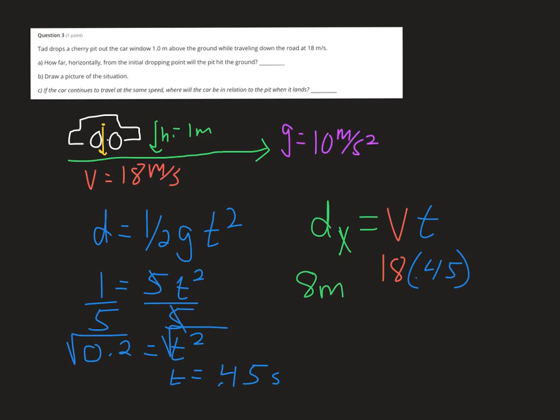Now, if the car travels at the same speed, the answer would be at the same distance, so the car would be right there with the pit. So there you go. Hopefully you got some of that down, and hopefully it makes a little more sense for you to improve your score on Projectile Motion Math Part 1.